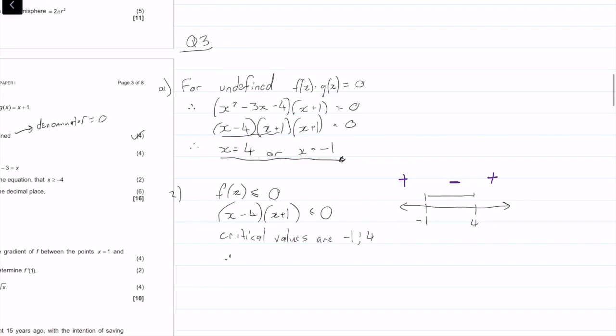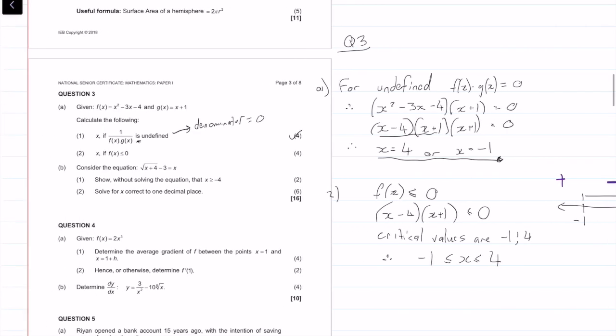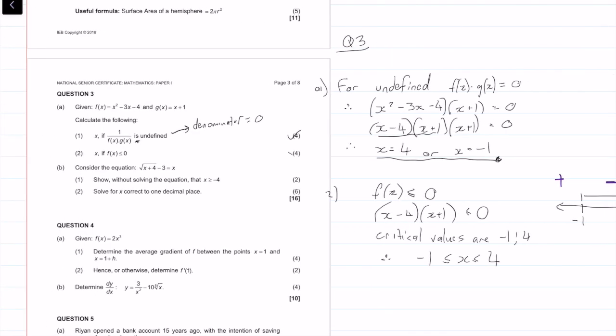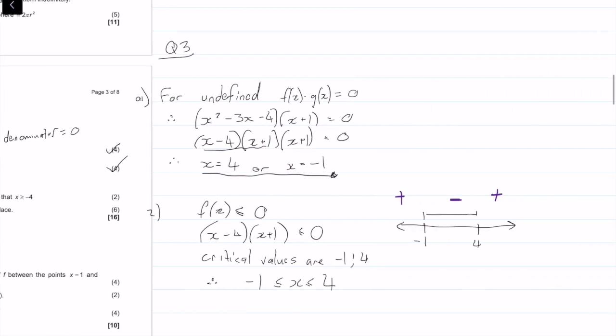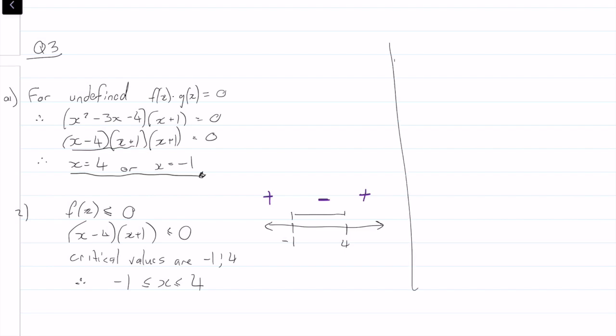So that means, therefore, x is between minus 1 and 4. Okay, cool stuff. And we get ourselves 4 marks again, quite generous. Okay, so part B says, consider the equation the square root of x plus 4 minus 3 is equal to x. Part 1 says, show without solving the equation that x must be greater than or equal to minus 4. Okay, so let's do part B here.